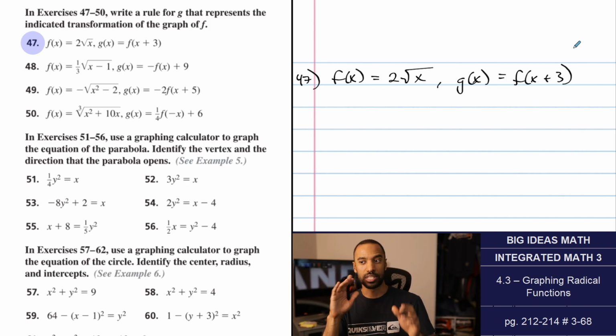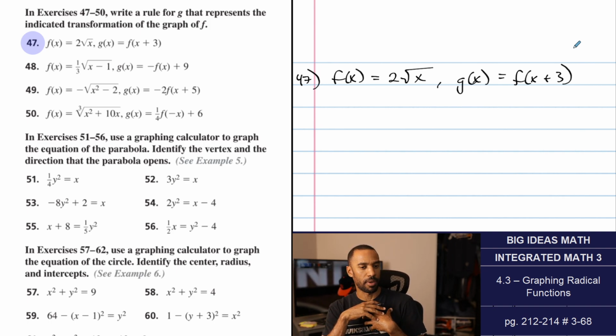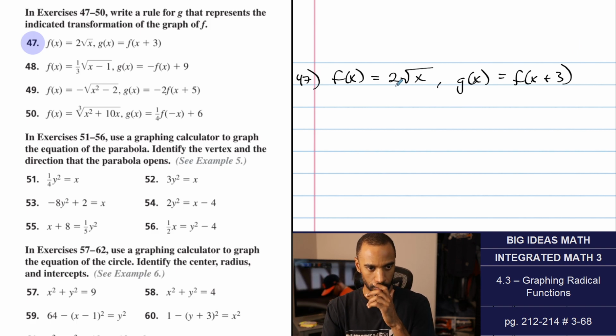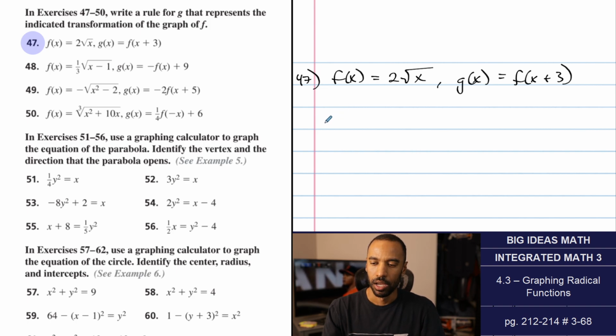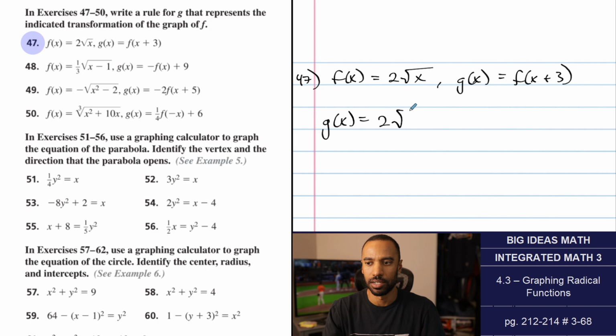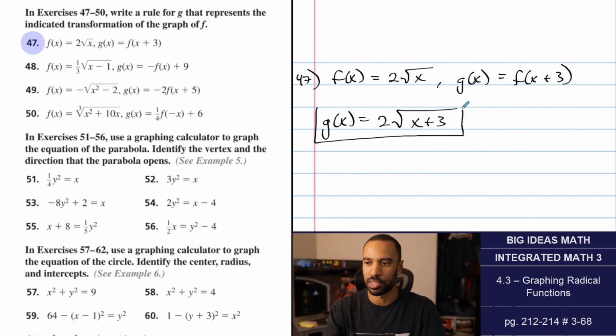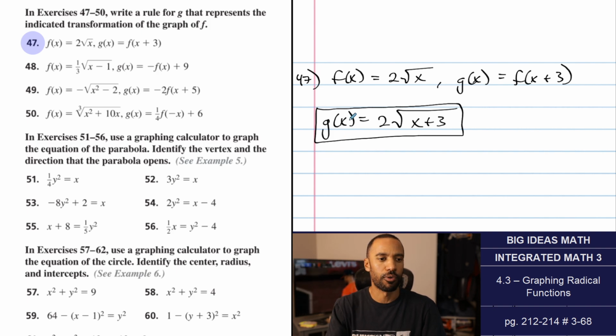Oh, write a rule. Does that mean we describe it, or does that mean we make the equation? I think it says write the rule. It doesn't say describe. Oh, the problems get a little more complex as we go. I see. Okay. So, G of x, we just take, and I think we got to simplify it, but x plus 3 plugs in for x, and honestly, that's it. There's nothing else we got to do in the problem. So 47 starts you off basic. Number 48.